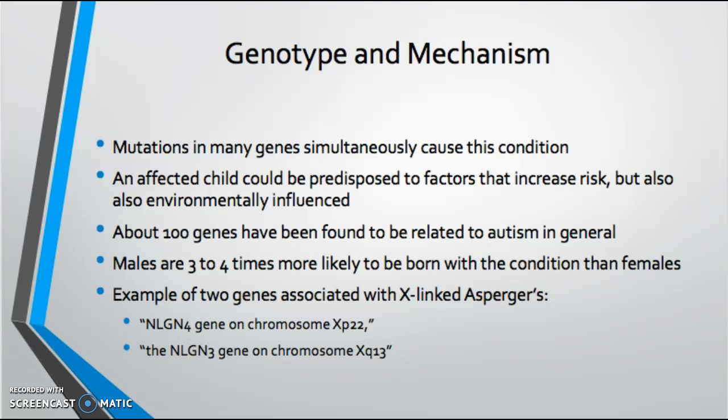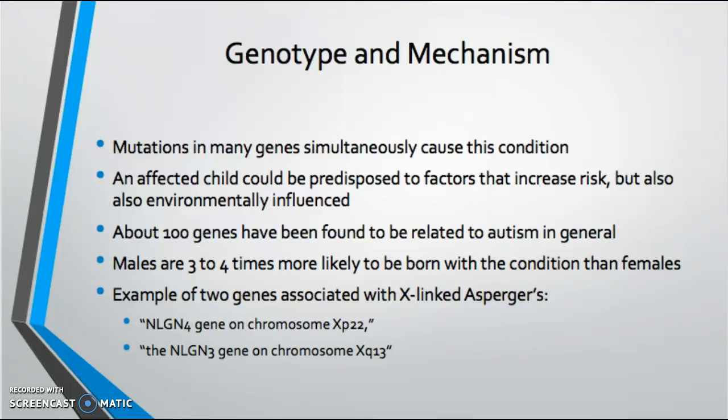The genotype and mechanism. Mutations in many genes simultaneously cause this condition. An affected child could be predisposed to factors that increase risk, but also it is environmentally influenced. As I previously mentioned, there are many genes that have been found to be related to autism in general, and in fact there are about 100 that have been found to be related to autism. Males are 3 to 4 times more likely to be born with the condition than females.